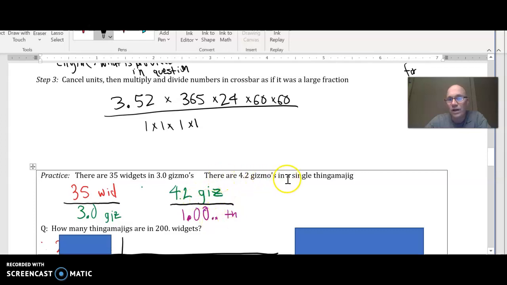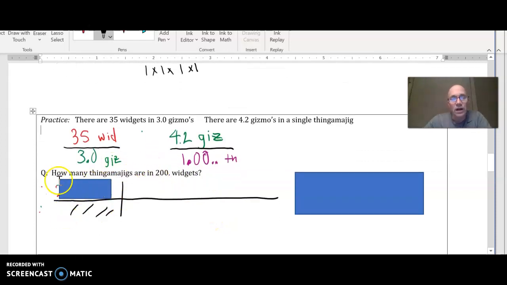One thing I want to point out: notice it says in a single thingamajig. The reason I said single is that would imply exactly one. When you have a single of something, that's exactly 1, which is the same thing as 1.00000, which is different from saying like 1 pound. That's going to be important because this would be implied to have an unlimited number of significant figures. So with these relationships, we have a question: how many thingamajigs are in 200 widgets?